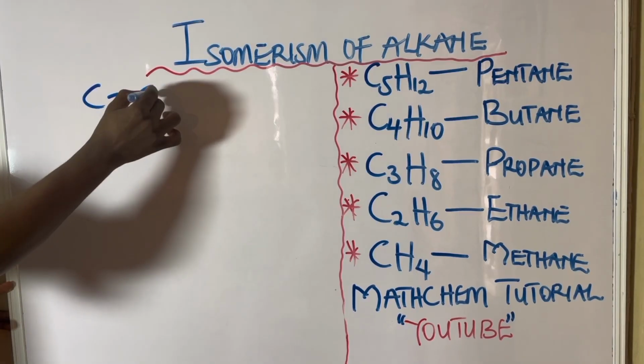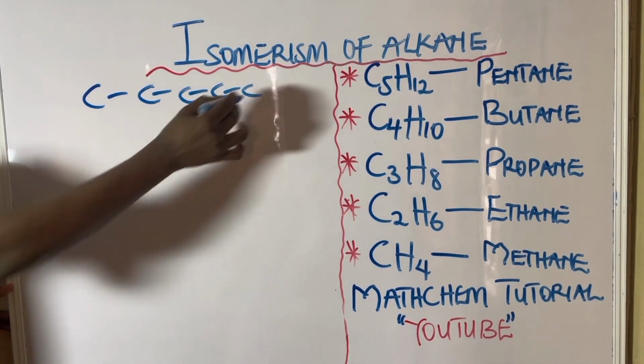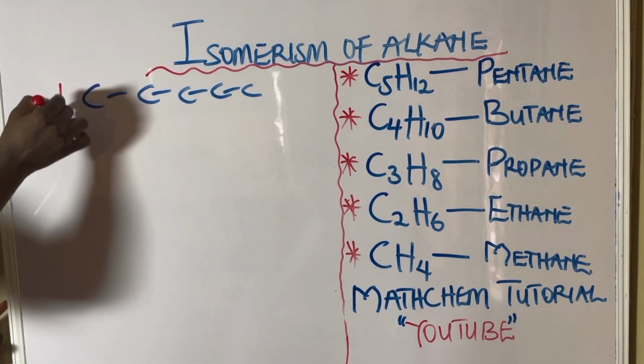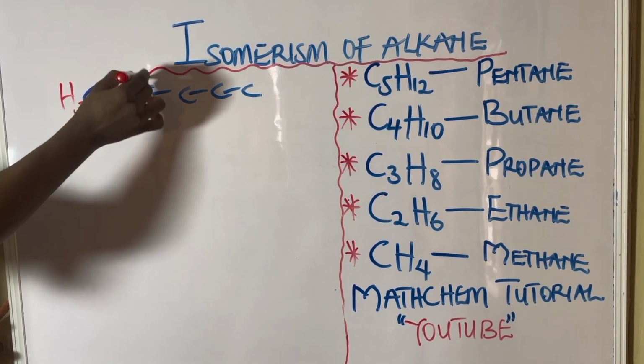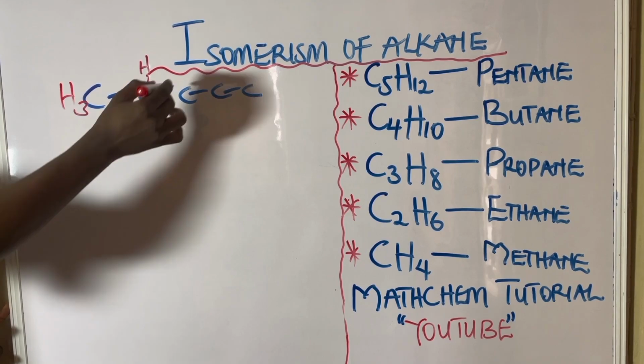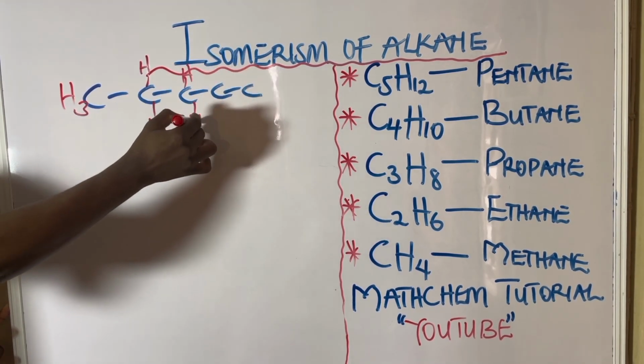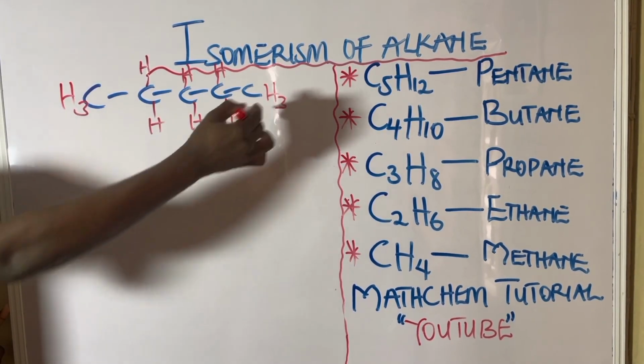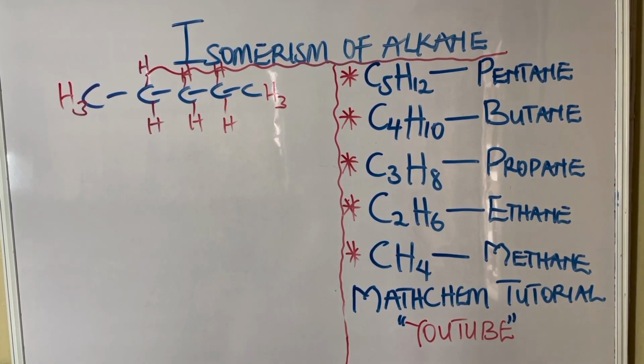Pentane is C, it is 5 carbon. It has 12 hydrogen, whereby 3 is here, then 1 here, another 1 here, 1 here, 1 here, 1 here, 1 here, then we have 3 here. This is pentane, right? Good. So this is a particular isomer of pentane, like this is number 1.